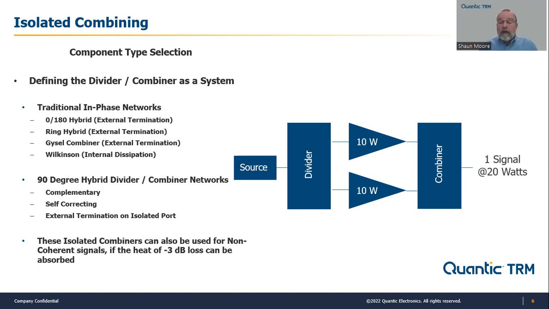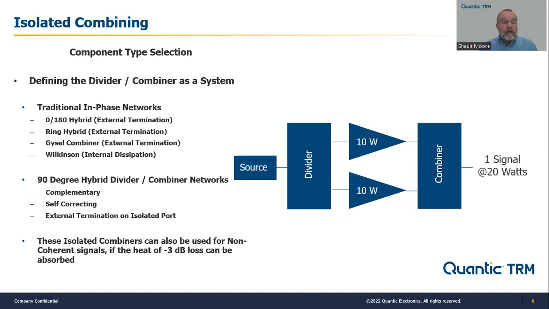This way, if there are any differentials in those amplifiers, any of the differential energy can then be absorbed by the resistor isolation network. The other thing we can look at is that if we were to use a 90-degree hybrid as opposed to an in-phase network as both the divider and the combiner, that also works out to be very efficient because any error in the divider or combiner network is actually canceled because you're using the same device.